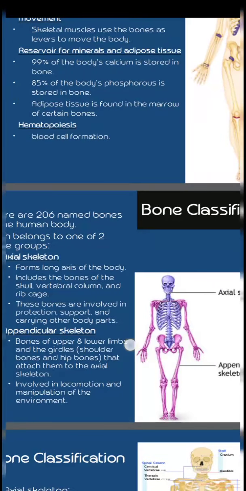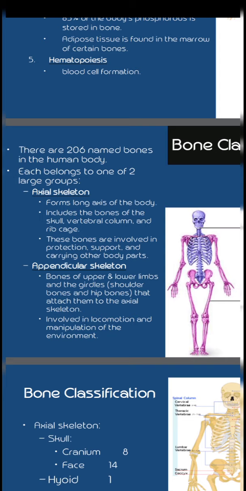Now let's discuss the classification of bones. In total, in an adult human being, there are 206 bones, named bones, in a human body. In children, the bones are more in number, but as we grow, as a person becomes adult, many of the bones fuse together to form single bones.